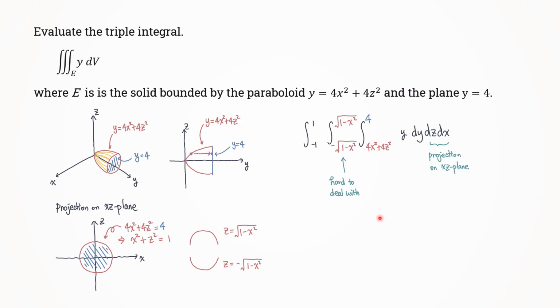And then you may say, why? Because our projection is a circular disk, so it would be a good idea to use polar. So let's use cylindrical coordinates. And what are the conversions?